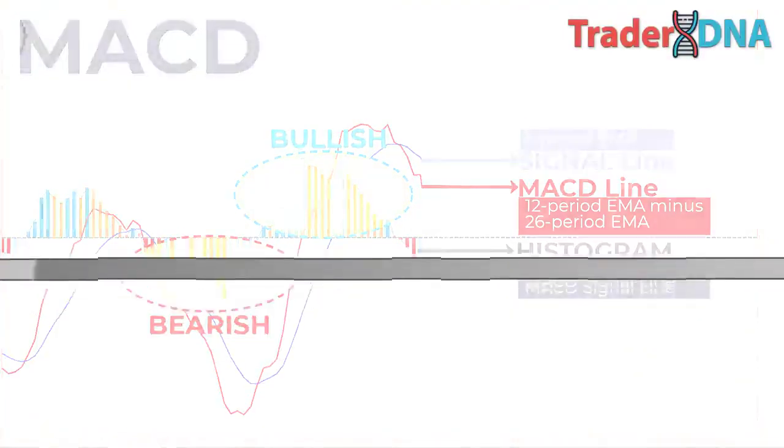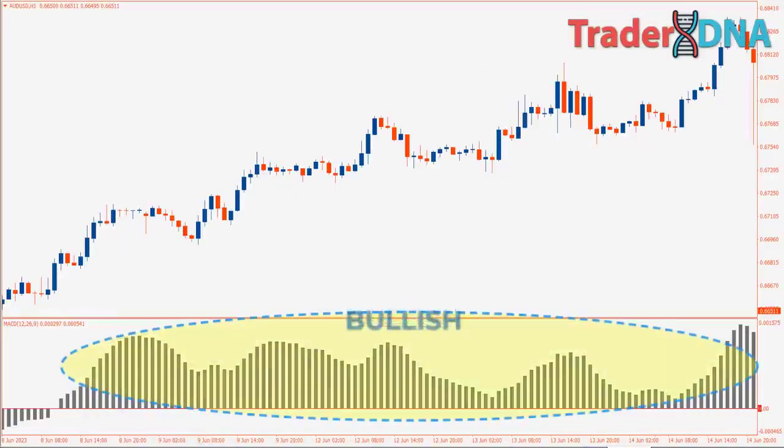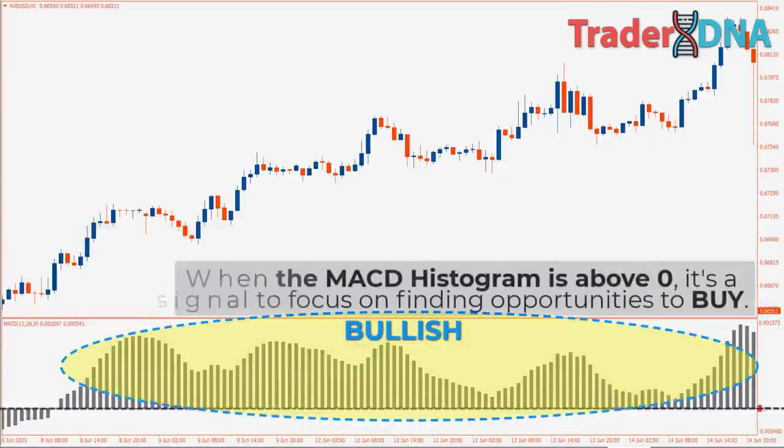Let me show you what I mean. This chart indicates that the market is moving up, which we can see from the MACD histogram. When the MACD histogram is above zero, it's a signal to focus on finding opportunities to buy. And the best time to enter a buy position is after a pullback.